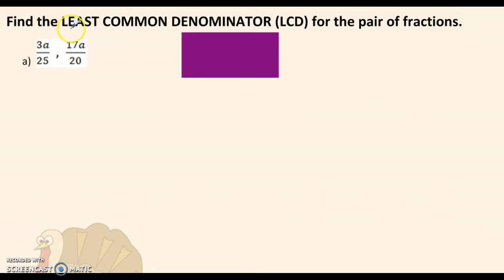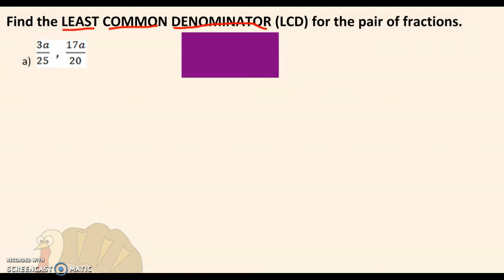So it says, find the least common denominator for the pair of fractions. So we have 3a over 25 and 17a over 20. If we were to add or subtract these fractions, we couldn't do that because they don't have the same size pieces. This has one whole being split into 25 parts, and this one has one whole being split into 20 parts. So those aren't the same numbers, so we need to get a common denominator.